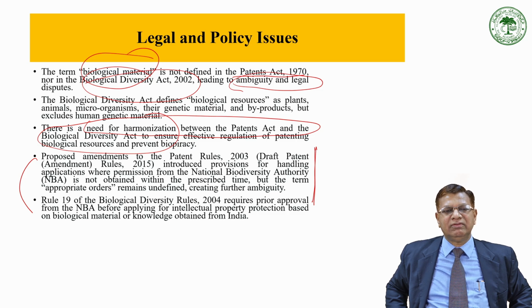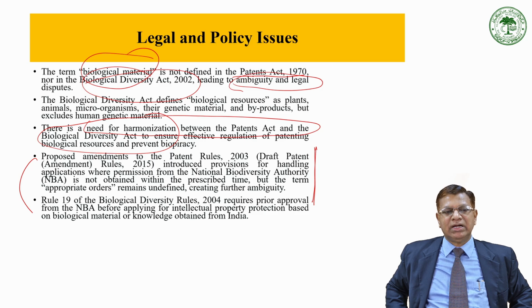In that respect, we see that there is a need for harmonization, because in my humble opinion this is going to be one of the major sources of dispute, and that requires a subtle delineation and subtle adjudication. So, having a need for harmonization, we have to make the biodiversity law compatible with the Patent Act, or patent law in conformity with the Biodiversity Act. To that end, the proposed amendment of the Patent Rules 2003 and Draft Patent Amendment Rules 2015 has introduced a provision for handling applications where permission of the National Biodiversity Authority is not obtained within the prescribed time, but the term 'appropriate order' remains undefined and creates further ambiguity and confusion.